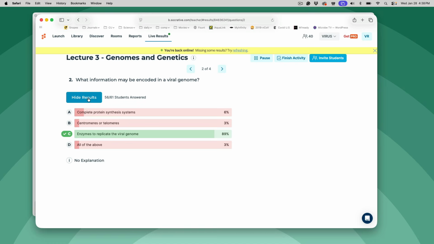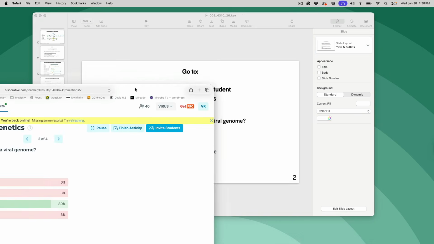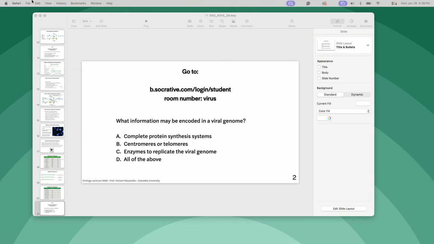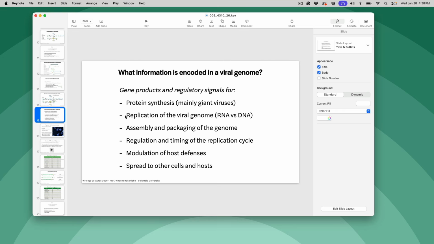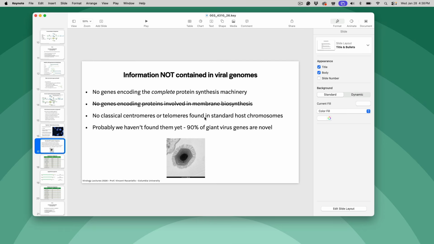They don't encode complete protein synthesis machinery, right? Remember, only the ribosome is missing in the two pandoraviruses. No centromeres or telomeres, and not all of the above. I'll just show you the slide that has this. What is encoded, right? Replication of the genome, what is not encoded, so that was the answer. No centromeres or telomeres, no genes encoding the complete protein synthesis machinery.